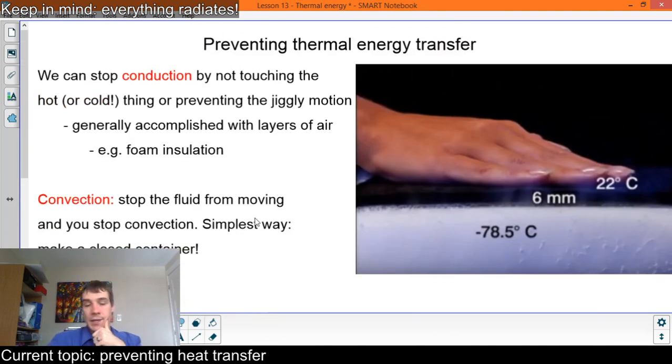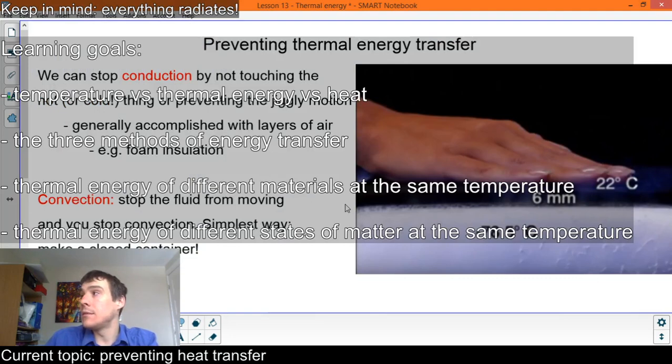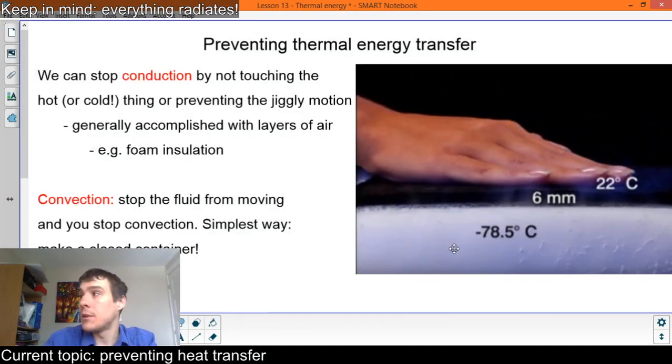Yeah, that's it for today. I'm going to save the rest of this, different materials at the same temperature and different states of matter at the same temperature, for tomorrow's lesson, because this is complicated enough to understand on its own.